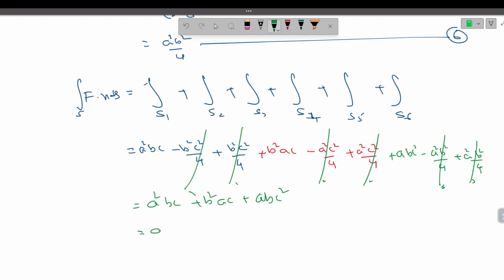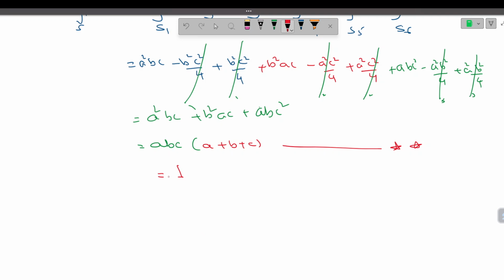So I am taking abc common. So this is abc, and what is left? From a square, a is gone, so a plus b plus c. Call it 2 star. This is your integration taken over the surface S of F dot n ds.